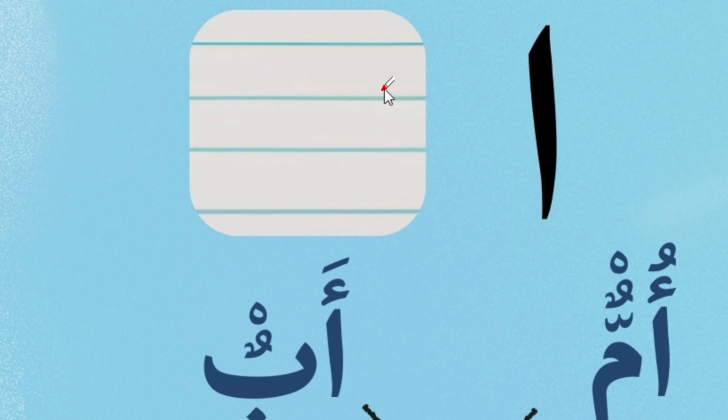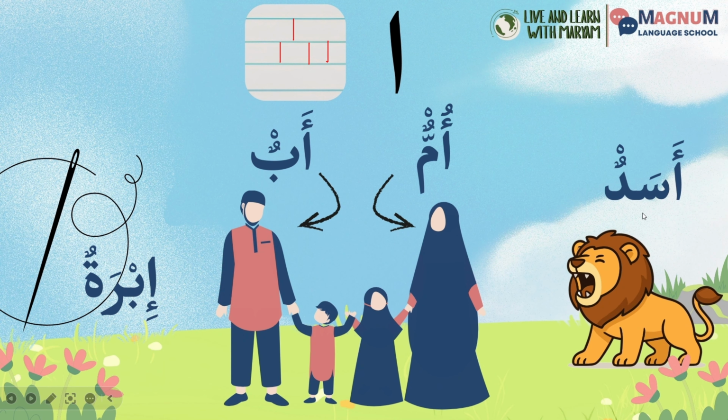How to write Alif? Alif. Very simple. Alif for Asadun. Asadun means lion. Alif for Ummun. Ummun means mom. Alif for Abun means father. Alif for Ibratun. Ibratun means needle.